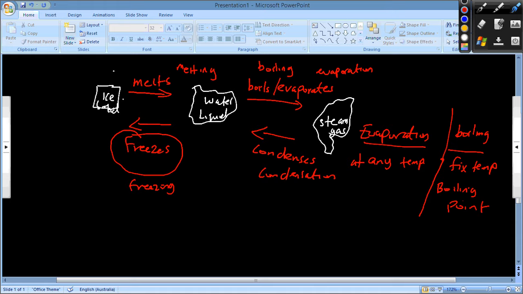But evaporation doesn't have an evaporating point. It occurs at any temperature. And also, when you're trying to measure a boiling point, let's say you're trying to boil a substance, water or whatever it is, and you find out that the temperature was increasing. Maybe let's say you have a beaker, you put in a thermometer. A thermometer is an instrument used to measure the temperature of a substance.